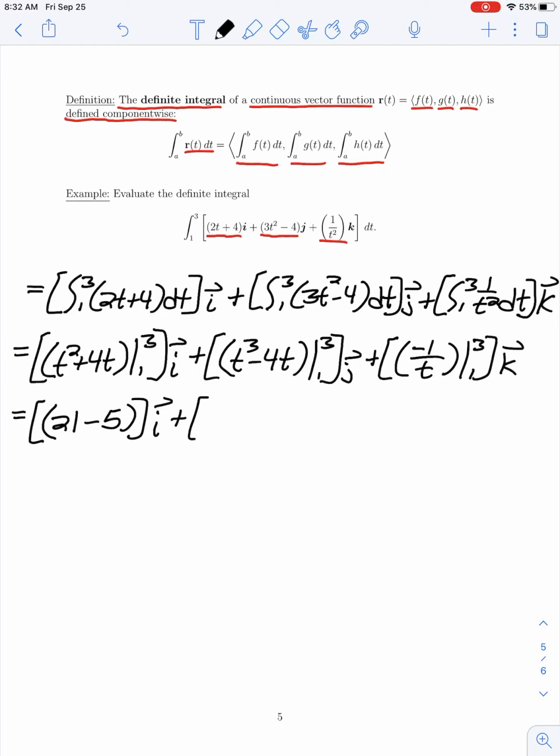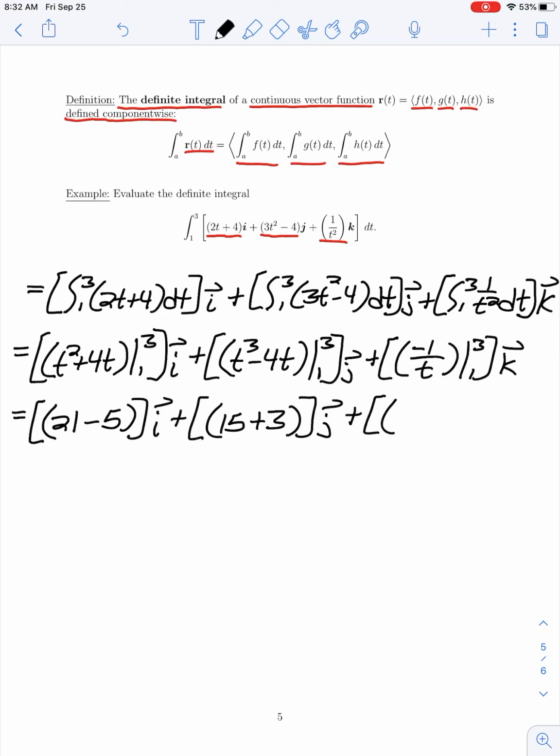For our j component, when we evaluate at t equals 3, we have 3 cubed, or 27, minus 4 times 3, which is 12, which leaves us 15. And then we subtract what we get when we evaluate at t equals 1, which would be 1 minus 4, or negative 3. And since we're subtracting that value, we would have a plus 3.